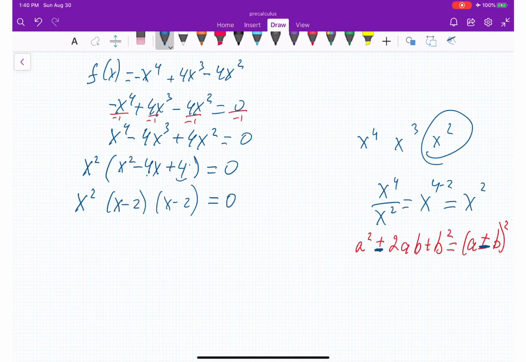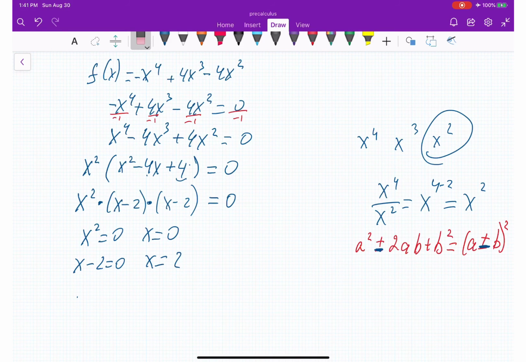Okay, so from here, what do we have? Either x squared is equal 0, which means x is equal 0, or x minus 2 is equal 0, which means x is equal 2, or x, oh, both of them are x minus 2. Okay, never mind.